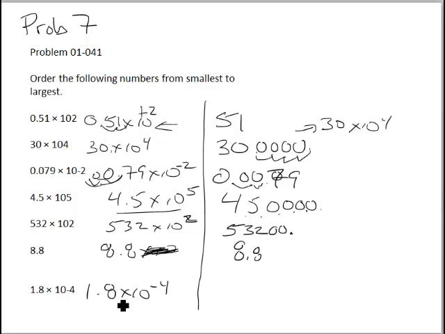And then this one's a negative, so that means it's going to become a smaller number when we're done. So we're going to move the decimal 4 places to the left. So if I start with 1.8, that means I go 1, add a 0, add a 0, add a 0. 1, 2, 3, 4. And this becomes 0.000, there's the decimal, 18. And then from ranking smallest to largest, you can do that. So I'll leave that to you.